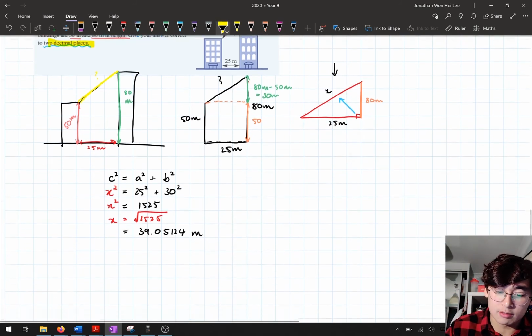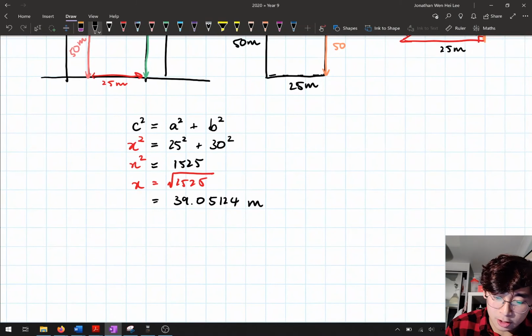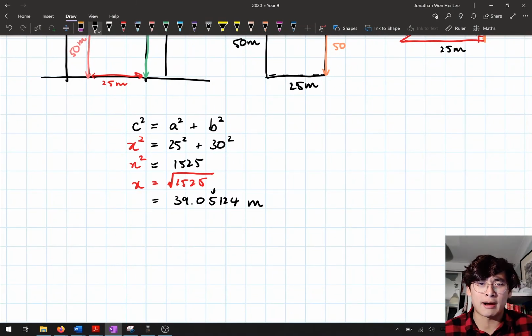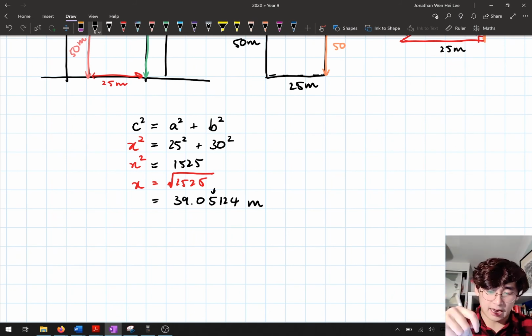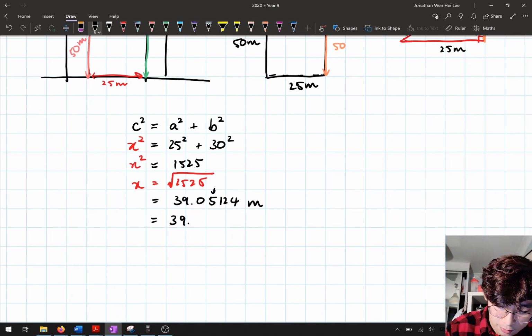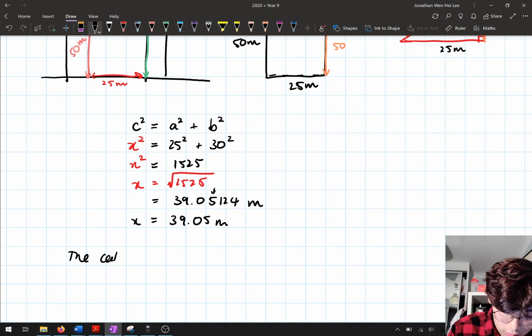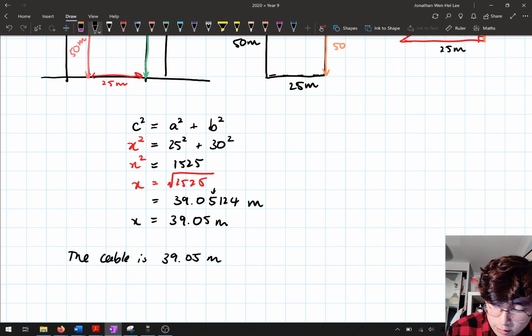So I need to round this to 2 decimal places. So this 5 over here, look at the next number. It's a 1. Do I round up or down? I round down. So here I'm going to have 39.05 meters. And I'm going to write a concluding statement at the end. So the cable is 39.05 meters long.